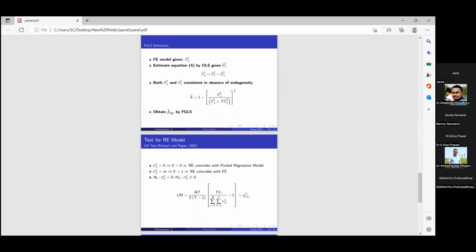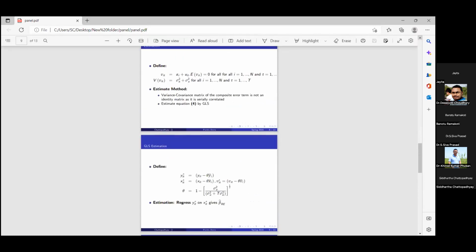I am not going into detail on this random effect estimate over here. It's basically a generalized least squares estimate, because I get a certain kind of variance covariance matrix. I have not written it over here. So you define this kind of variable, y_it minus theta y_i bar, x_it minus theta x_i bar, where theta is something like this, and you regress.